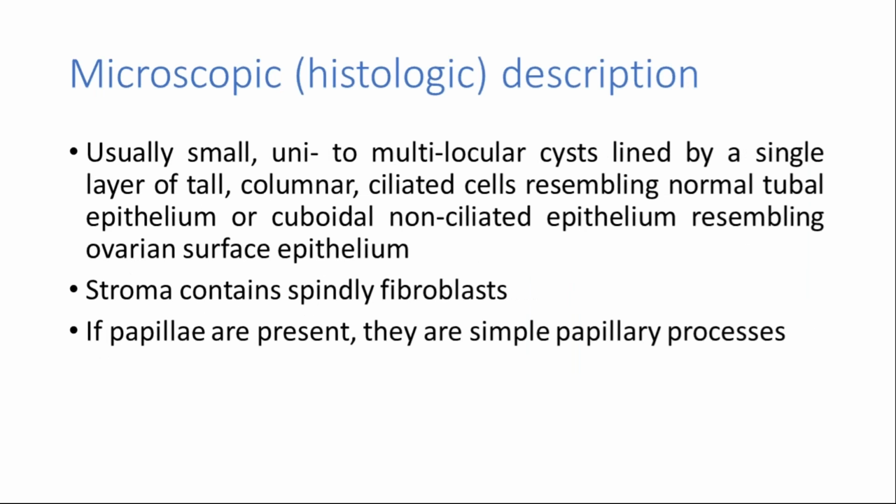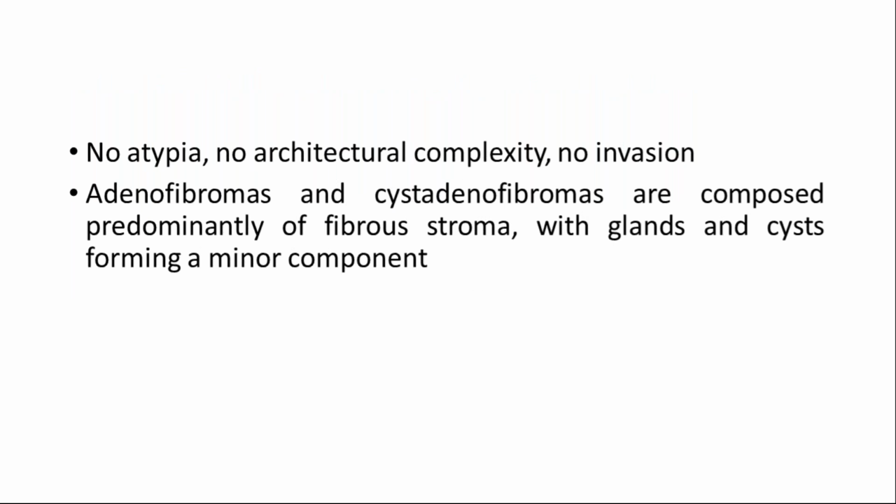So coming to the microscopic or histological description. Usually they are small, uni to multilocular cysts lined by a single layer of tall columnar ciliated cells resembling the normal tubal epithelium or cuboidal non-ciliated epithelium resembling the ovarian surface epithelium. And the stroma contains spindle fibroblasts. If papillae are present, they are simple papillary processes. There will be no atypia, no architectural complexity, and no invasion, which are seen in the malignant ones, that is the borderline serous one and serous carcinoma of ovary.